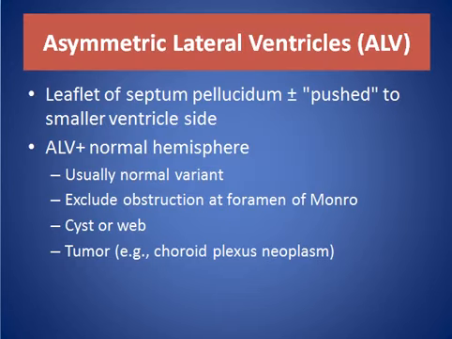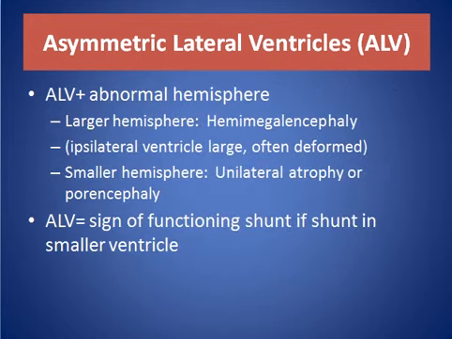In asymmetry of the lateral ventricles, the leaflet of the septum pellucidum is pushed toward the smaller ventricular side. Asymmetry of the lateral ventricle with a normal hemisphere is usually a normal variant, but exclude obstruction at the foramen of Monro. A cyst, web, or tumor can cause asymmetry of the lateral ventricle or sometimes mass effect.